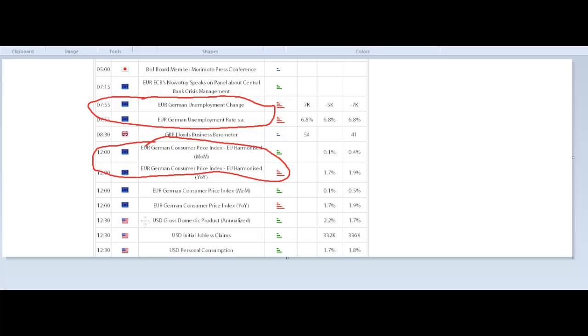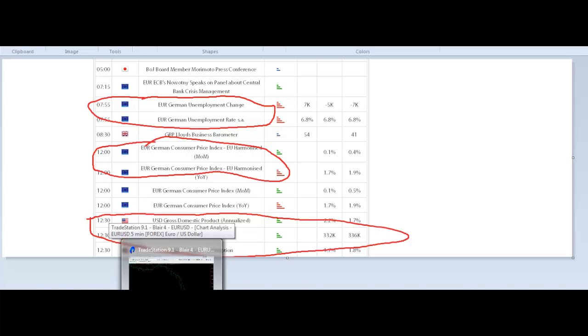And then, of course, in the U.S. session, we have our weekly claims numbers, and we have U.S. GDP numbers expected to print around 2.2%. Let's go ahead and take a look at those charts.